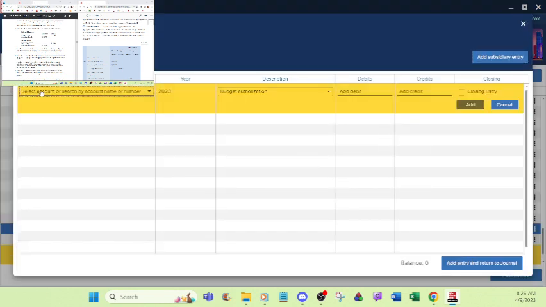We are going to affect general government appropriations. Budget amendment. We are going to increase the appropriations, which is kind of like increasing an expense. Normally, increasing an expense is a debit, but it's actually going to be a credit. 8,500.